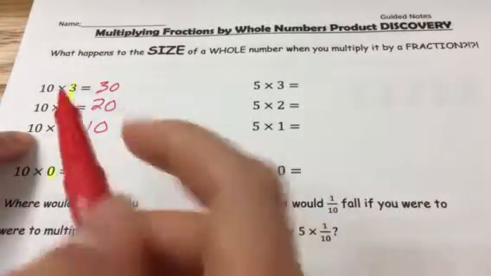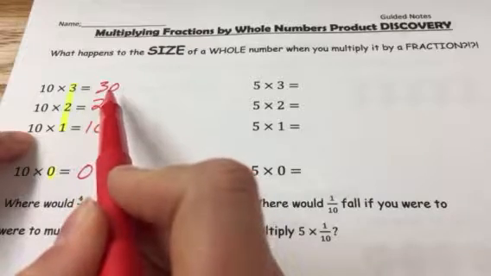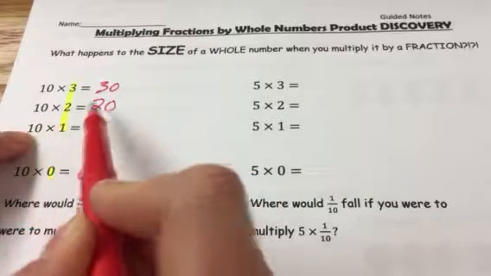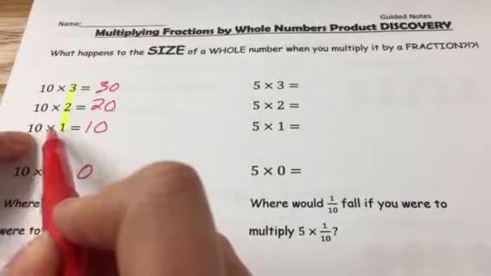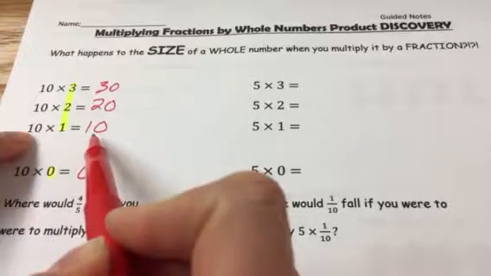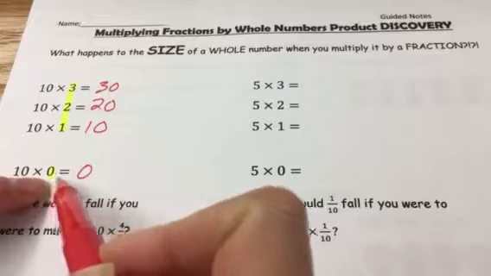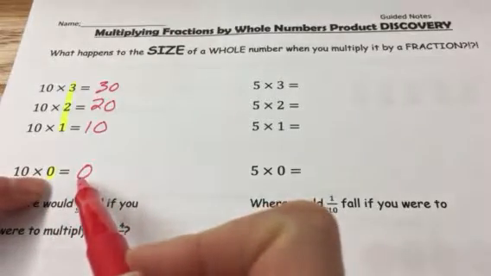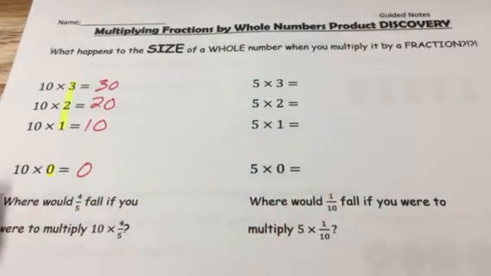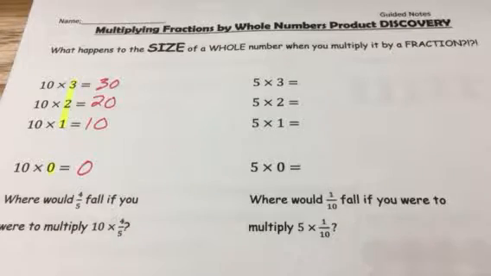So that 10, when we multiply by 3, gets pretty big, turns into 30. That 10, when we multiply by 2, it doubles, turns into 20. And then when we multiply by 1, it remains itself. And then as we multiply by a number that's less than 1, we get smaller. That 10 turns into 0. So let's do the same thing over here with 5. Let's see if the same type of thing happens.